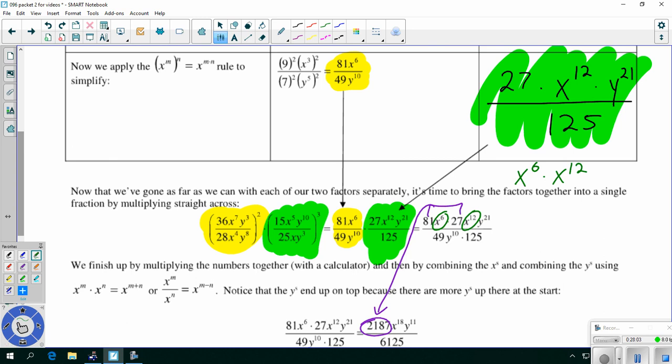Okay, so hopefully we've seen that this is property number 1, and in property 1 we get to add those exponents. X to the 18 is good, so x to the 6th times x to the 12th becomes x to the 18 right there.